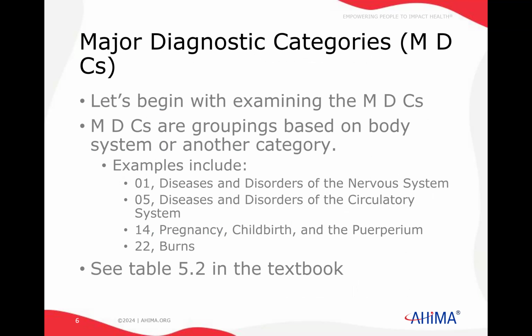And some examples of these are the things that we commonly group disease categories. And these might be grouped by body systems like 01, diseases and disorders of the nervous system, 05, diseases and disorders of the circulatory system, and so on. And these are in your textbook on table 5.2.